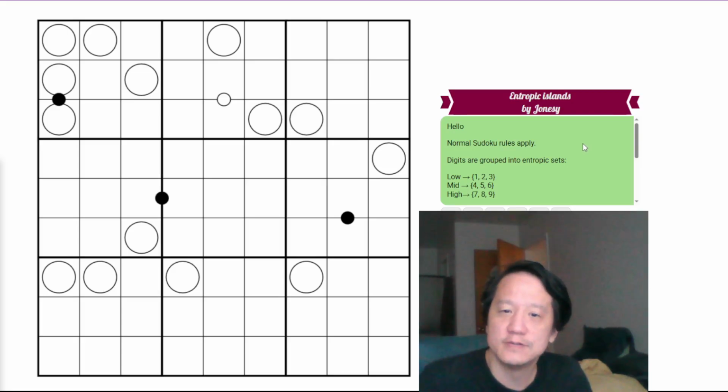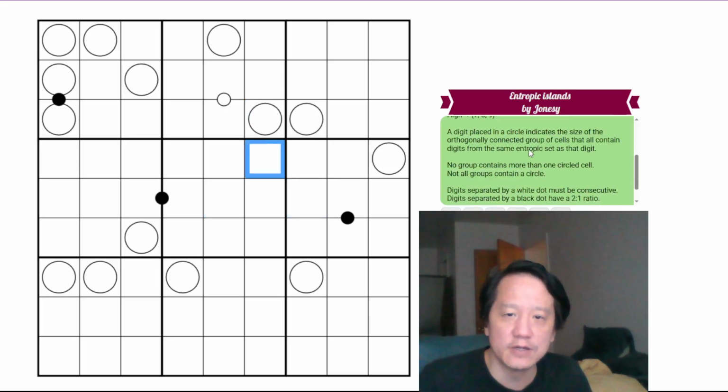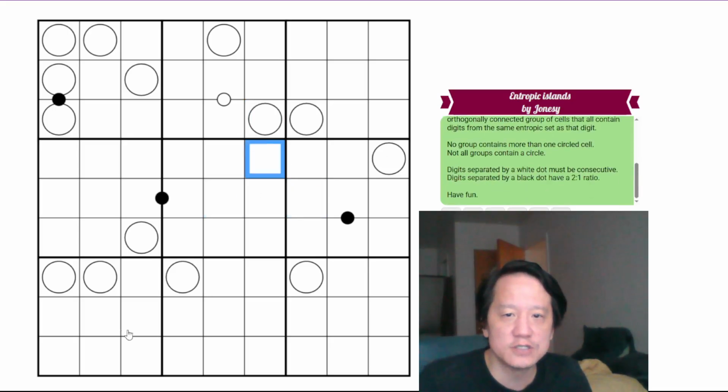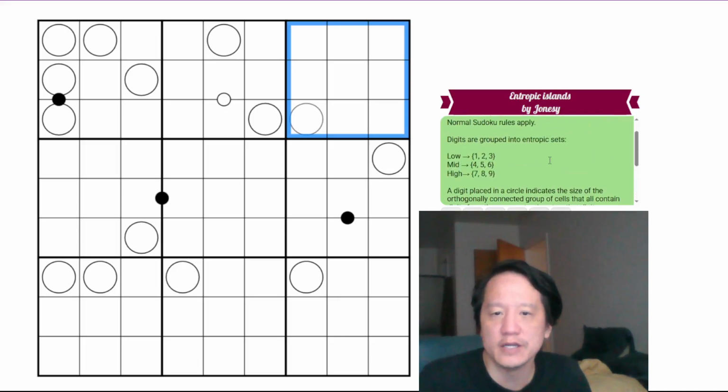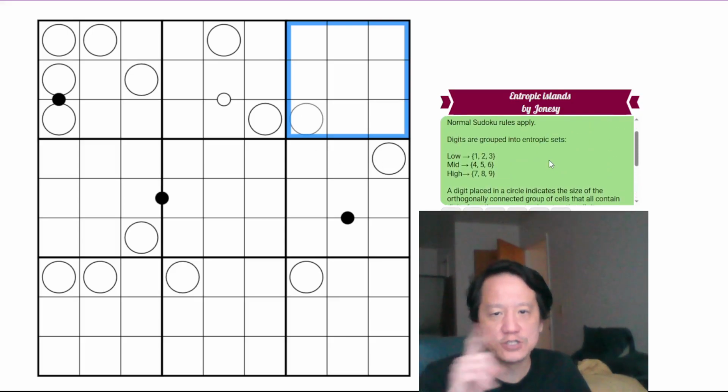We have normal Sudoku rules apply, which means in every cell in the grid, place a single digit such that every row, column, and designated 9-cell region contains the digits 1 through 9 exactly once each.